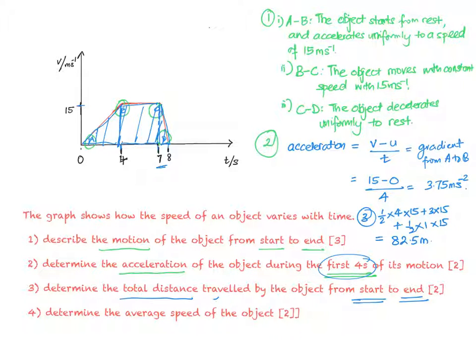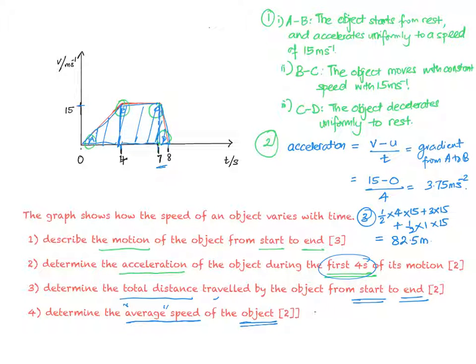Now the last question says determine the average speed of the object. Average speed basically means, let's say the object was moving at one fixed speed throughout, a constant speed for the 8 seconds, and it ends up traveling the same distance, which is 82.5. You cannot take the sum of speeds for different paths and divide by time, even though you use the term average.